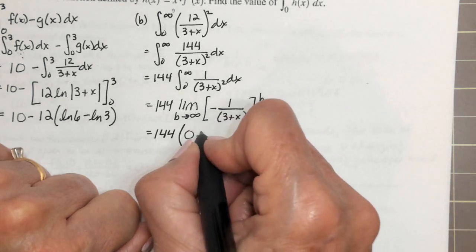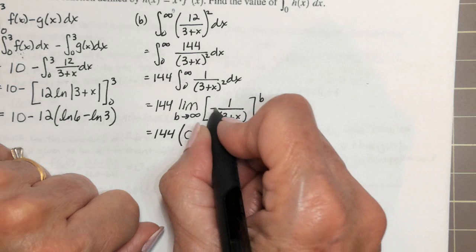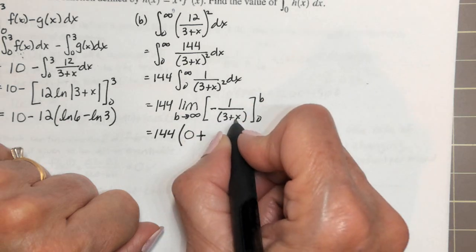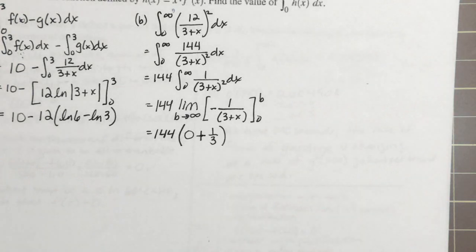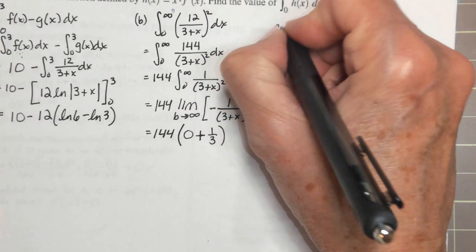Minus a negative, now we're putting 0 in, 1/3. And we're done. That's it. We found the value of the integral. Part C.